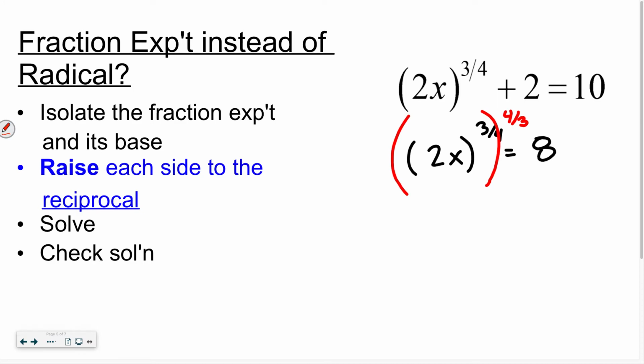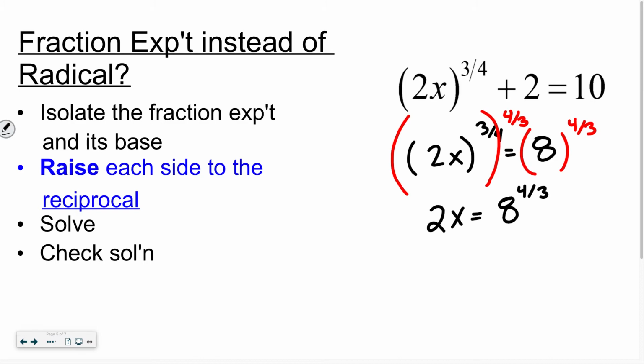But because I raised the left side to the 4/3, now I've got to raise the right side to the 4/3. So this gives me 2x equals 8 to the 4/3. Now you see why we've been practicing with our flashcards for so long? 8 to the 4/3. Cube root of 8 is 2. 2 to the 4th is 16. Pretty easy for us to do.